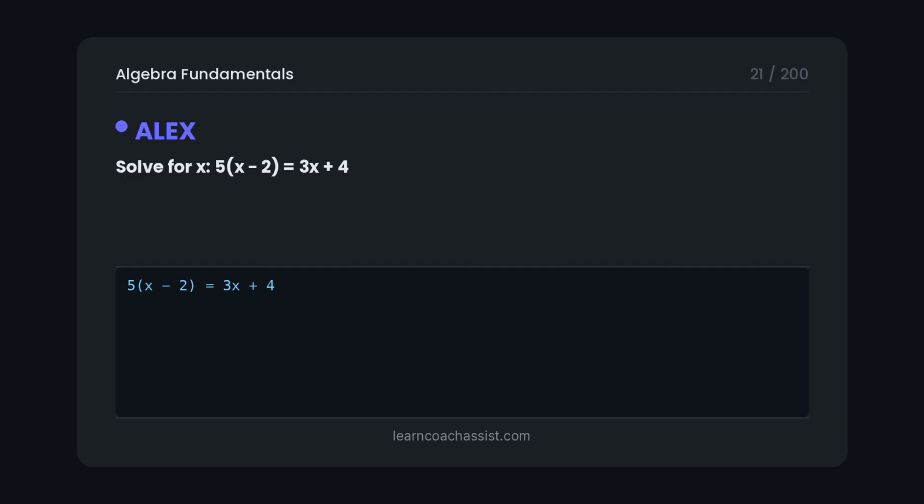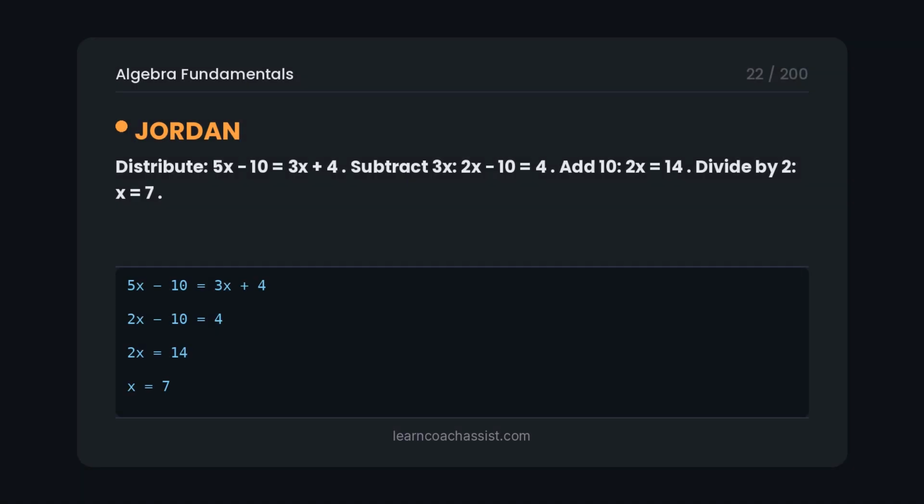Solve for x: 5x - 2 = 3x + 4. Distribute: 5x - 10 = 3x + 4. Subtract 3x: 2x - 10 = 4. Add 10: 2x = 14. Divide by 2: x = 7.